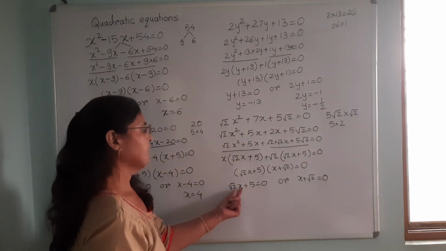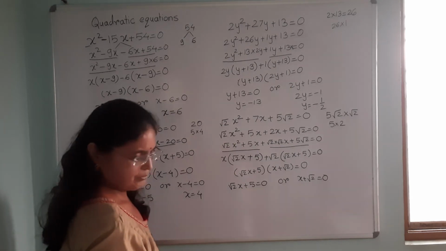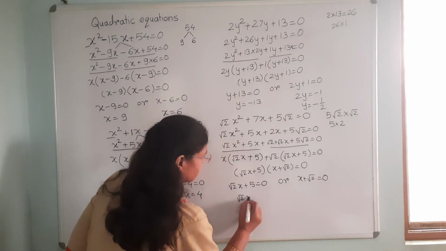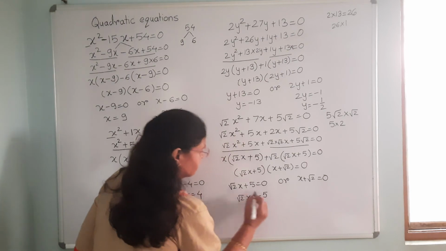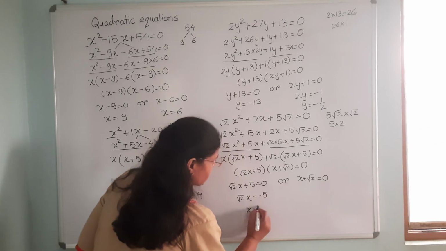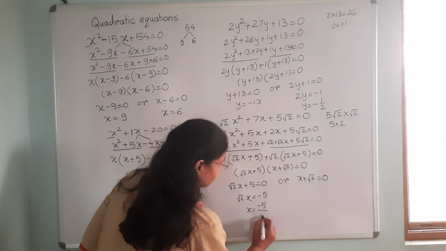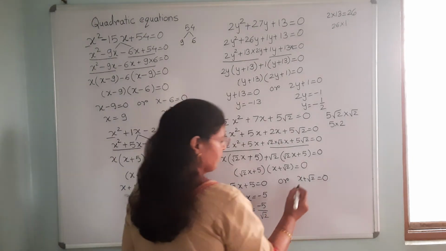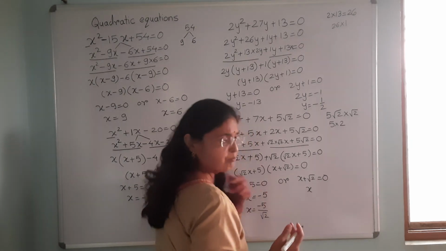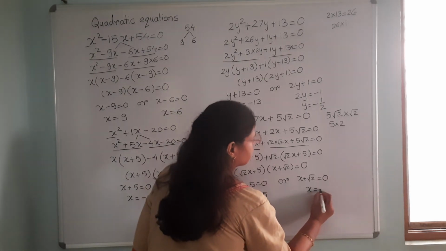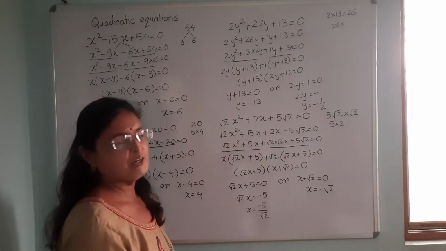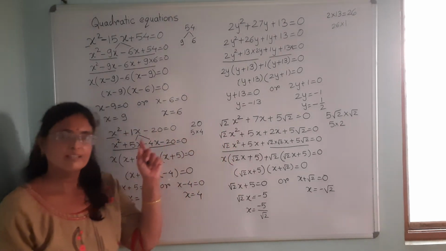If root 2 x plus 5 equal to 0, then we first subtract 5 from both sides. We will get root 2 x equal to minus 5. Divide both sides by root 2. We will get x equal to minus 5 upon root 2. Or if x plus root 2 equal to 0, then we subtract root 2 from both sides, and therefore x will be equal to minus root 2. And in this way, we have found the value of variable x to satisfy the given equation.